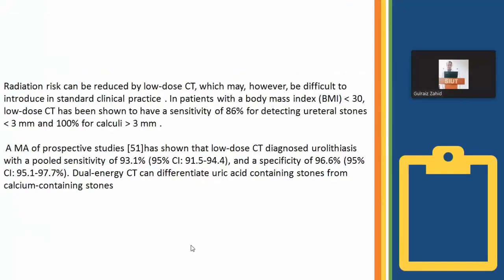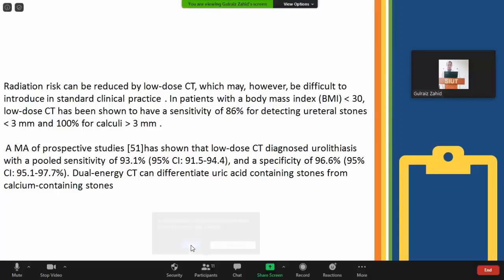Radiation risk can be reduced by low dose CT, which may, however, be difficult to introduce in standard clinical practice. In patients with a body mass index less than 30, low dose CT has been shown to have a sensitivity of 86% for detecting ureter stones less than 3 mm, and 100% for calculi above 3 mm. A meta-analysis of prospective studies has shown that low dose CT diagnosed urolithiasis with a pooled sensitivity of 93.1% and a specificity of 96.6%. Dual energy CT can differentiate uric acid containing stones from calcium containing stones.